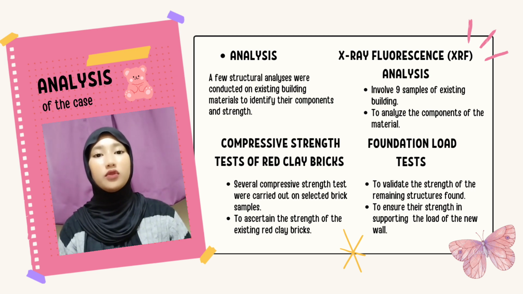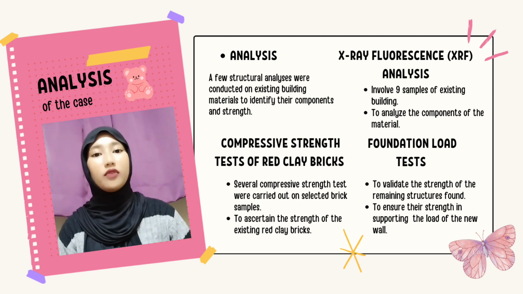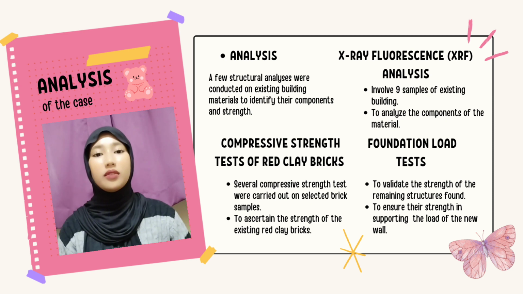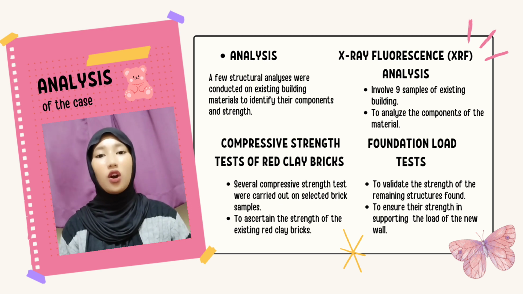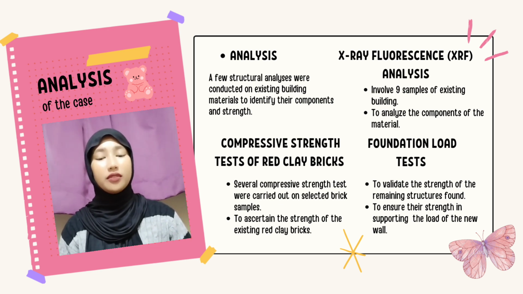Several compressive strength tests were carried out on selected brick samples taken from each side of the fort walls in order to ascertain the strength of the existing red clay brick. The test result showed that the compressive strength of the fort clay brick was mostly higher compared to Malaysia's normal standard of clay brick compressive strength, which is 14 Newton per millimeter square, as shown in figure 3.